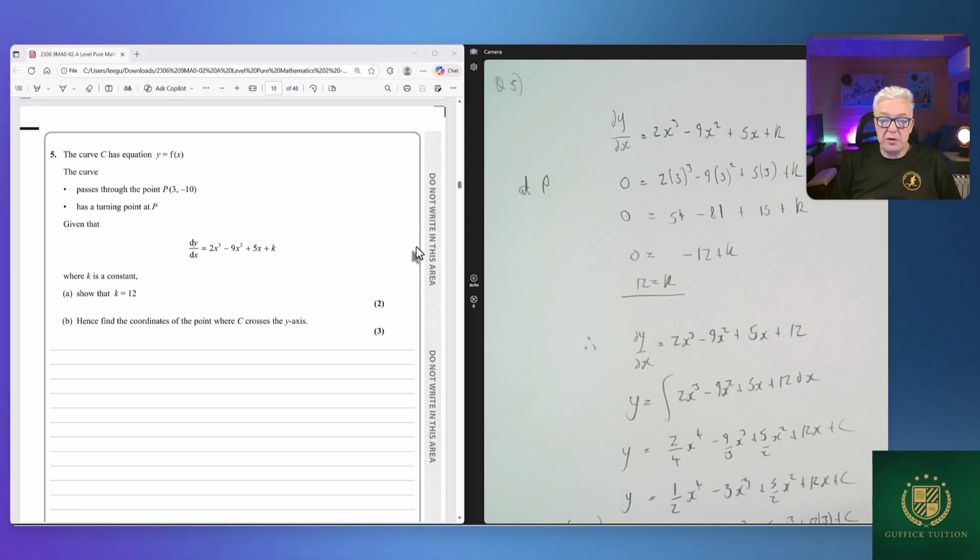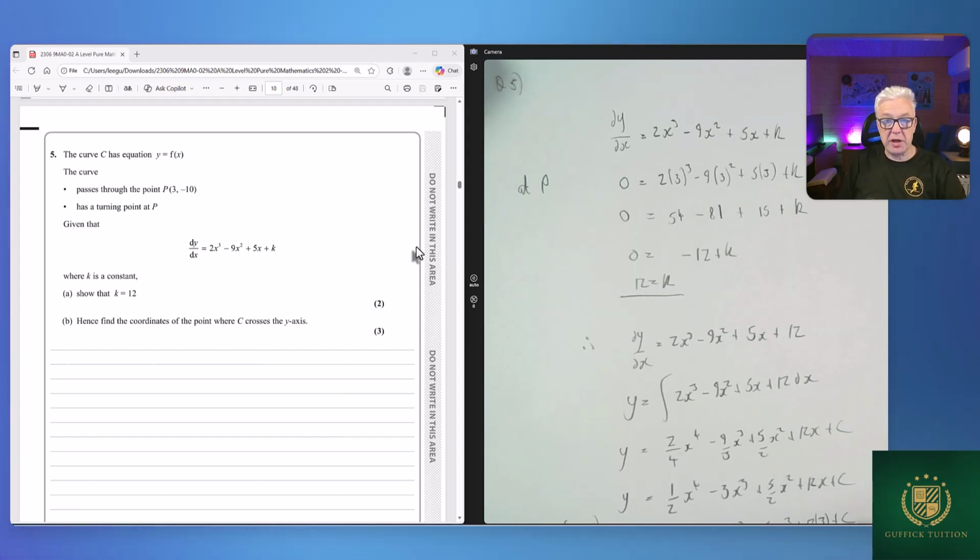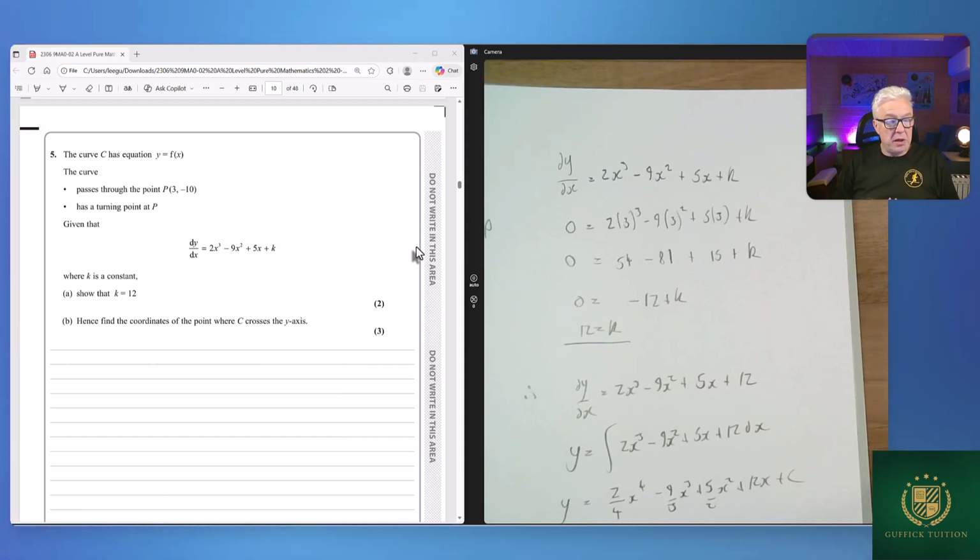Hello everyone, this is question 5 on paper 2 from 2023 from Edexcel, and we've got a differentiation kind of question here, so let's see what it says. The curve C has the equation y equals f of x. The curve passes through the point P with coordinates (3, -10). It has a turning point at P. Given that dy/dx is equal to 2x^3 - 9x^2 + 5x + k, where k is a constant, show that k is equal to 12.